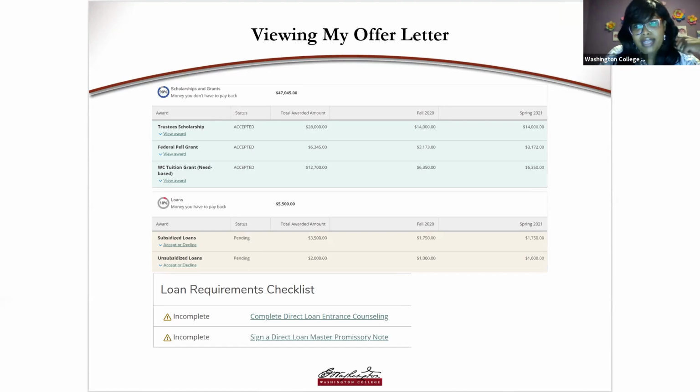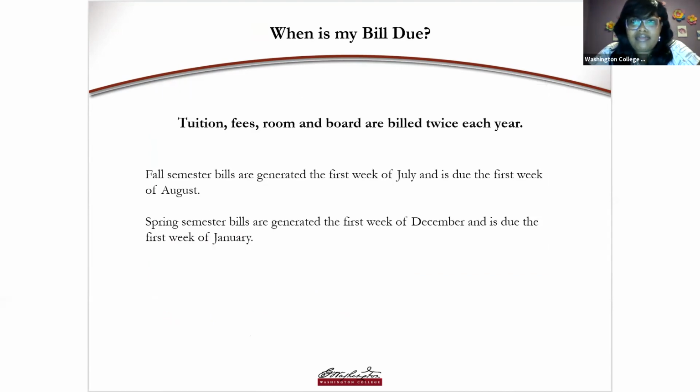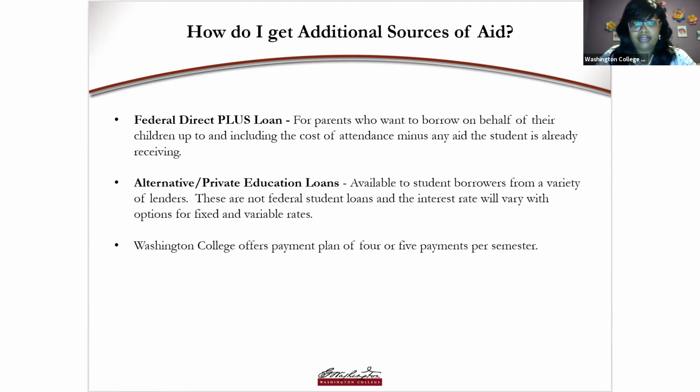All right, I'm almost done. I talked about this, but I'm just explaining to you how fall bills are generated, like I said, in July. They're due the first week in August. Spring bills are generated the first week in December, and they're due the first week in January. Okay. And like I said, we will communicate all this information to you before the time frame comes. So no worries. And on your student self-service portal, you will be able to see your bill, your financial aid, your housing, and all that good stuff. Okay.